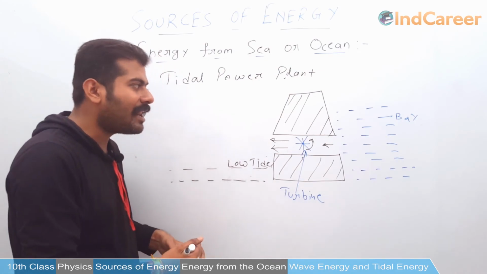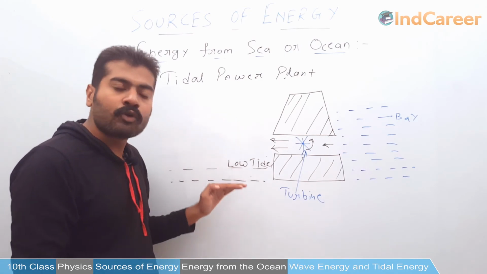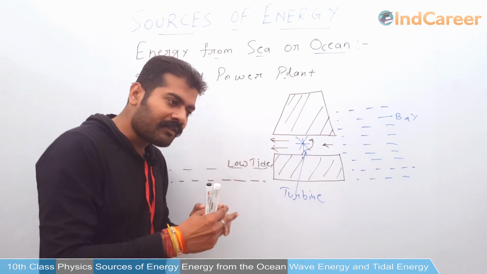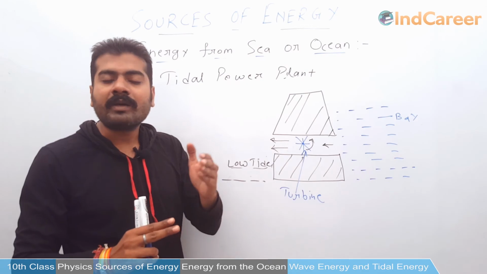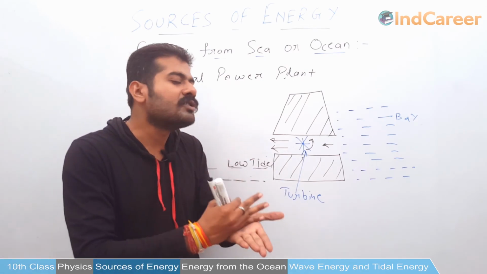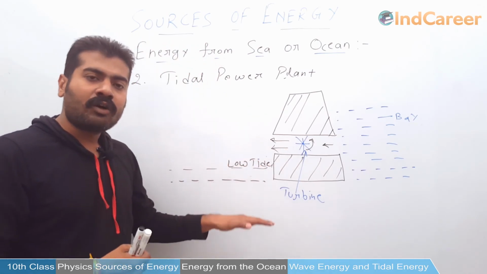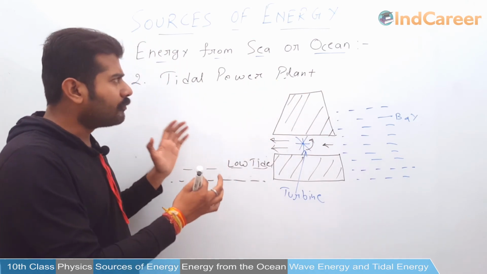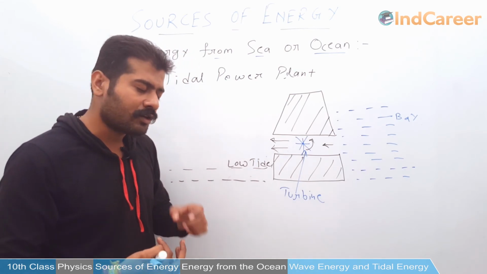So with the help of the high tide condition and the low tide condition, we can produce electricity, or we can rotate the turbine so that we can rotate the generator section, and as the generator rotates there will be production of electricity. So this is how we can utilize the wave energy of the sea, the wave energy of water, as well as the tidal energy of the water in the tidal power plant. So this is all about the tidal power plant and the utilization of wave energy.